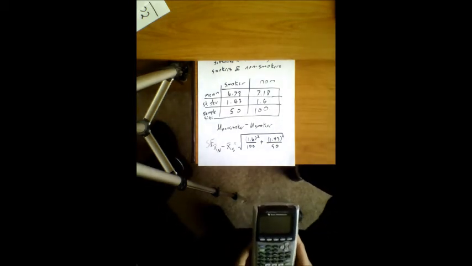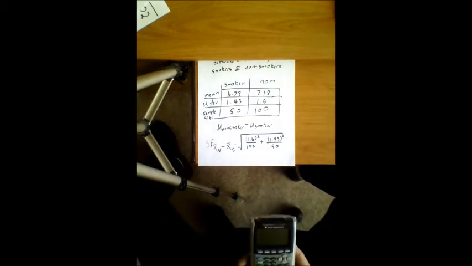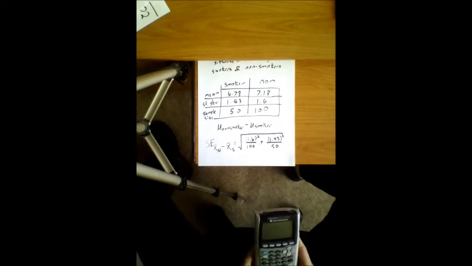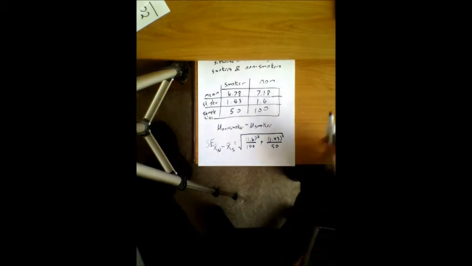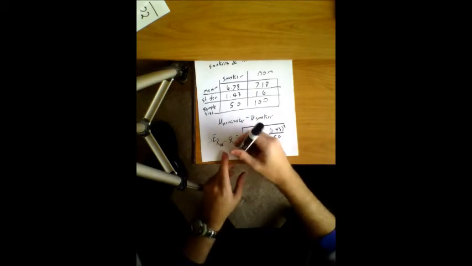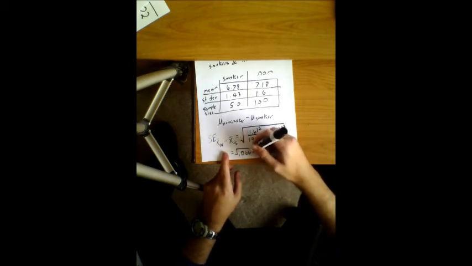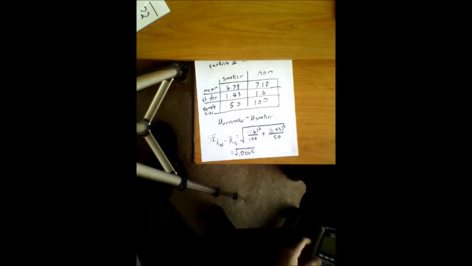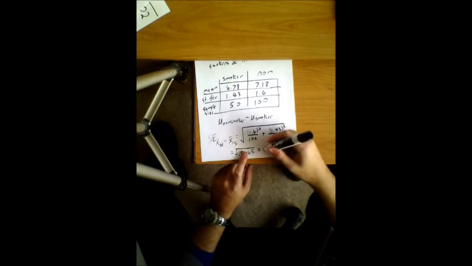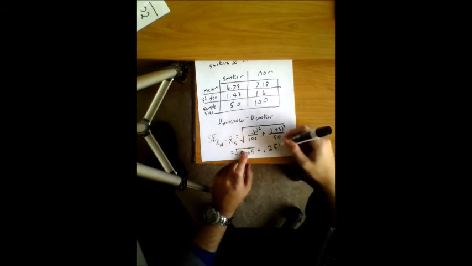Let's go ahead and find this out. 1.6 squared divided by 100 plus 1.43 squared divided by 50. So this is going to be equal to the square root of 0.0665 or thereabouts, which should give us about 0.258.